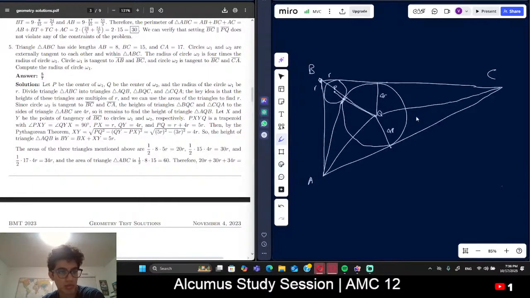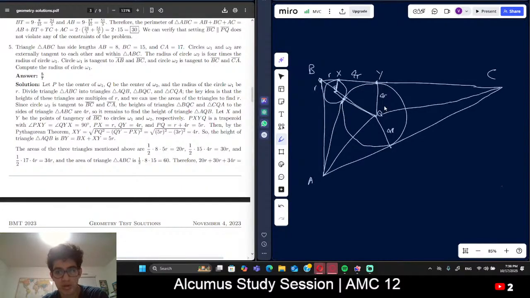Let X and Y be the points of tangency of BC to circles omega 1 and omega 2 respectively. So this is going to be X. This is going to be Y. Okay, what now? There's probably something like PX. PXYQ is a trapezoid, and by the Pythagorean theorem, XY is equal to 4R. Yeah, okay, we got that as well. I got that too.